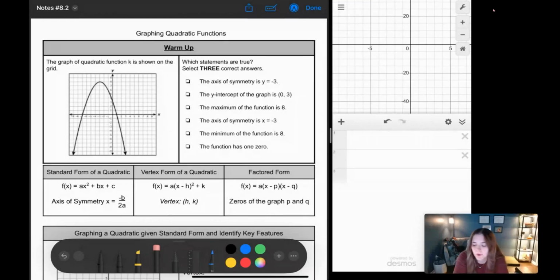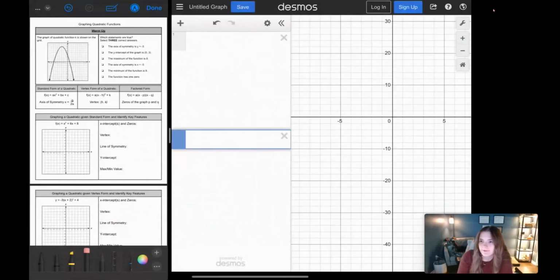Notes 8.2. So you can probably tell that my screen looks a little bit different. That is because over here on the side I have Desmos open. You will use Desmos on this. Okay, it's going to help you out a lot. It's going to make your life a lot easier. You will also be able to use Desmos on the STAAR test.